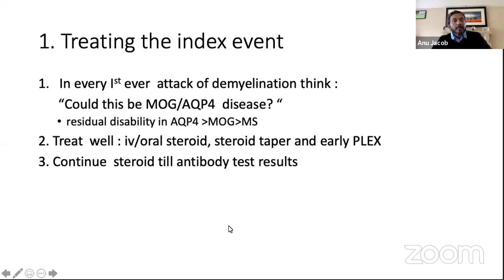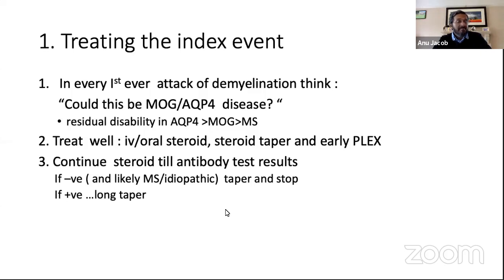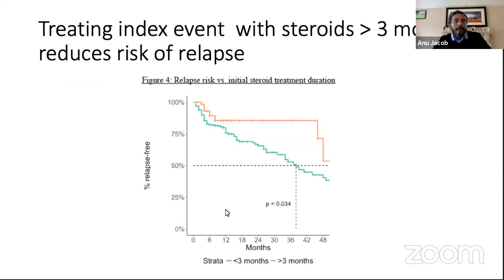In patients where I'm suspicious of a non-MS diagnosis, I would wait for the antibody results to come back. If it's negative and it's probably idiopathic or MS, I taper and stop. If it is positive, I'll give a very long taper. In fact, there's some data that supports that a prolonged taper of more than 3 months of steroids may reduce the risk of relapse. And this again comes from the UK data. Again, Kaplan-Meier curves show the percentage of patients who are relapse-free against time in months. You can see that those who were treated had a lower chance of relapse, but those who were not treated with steroids relapsed quicker.